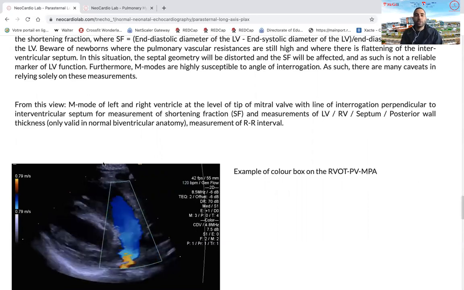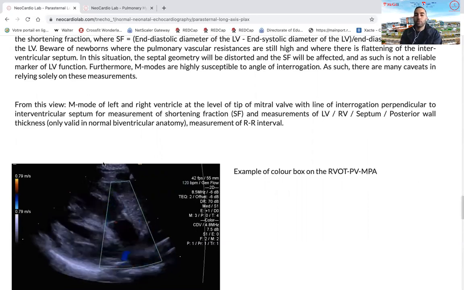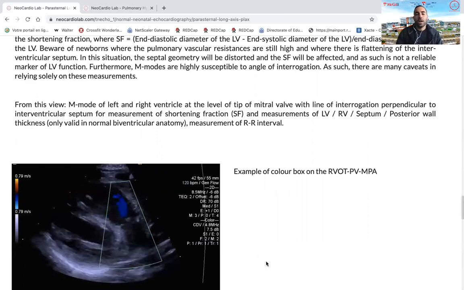So this is just an introduction to the normal views that we see. I am hopeful that this little workshop was helpful to better understand what we see in the parasternal long axis view during neonatal life. Thank you.